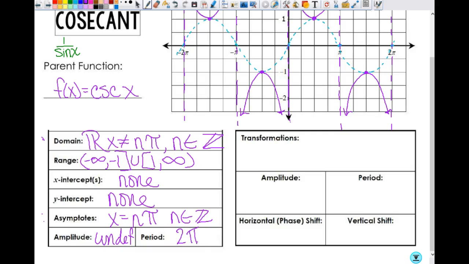Okay. So your transformations, f(x) is equal to a times the cosecant of b times (x minus c) plus d. And this is with everything all in there. We are only going to do the a and b part of this, okay?